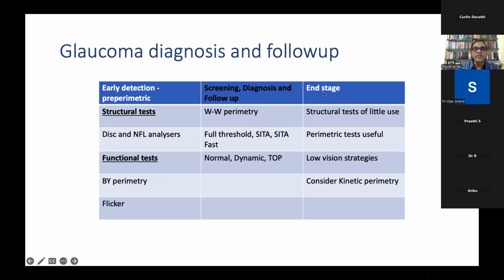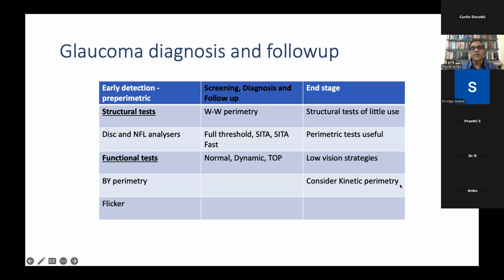In end-stage glaucoma, structural tests like OCT are not of much use because you have already reached the floor effect. Perimetric tests can be useful. You can use low vision strategies in perimetry, like I mentioned, using the size V stimulus and a large diamond for fixation and so on. So structural tests are not of much use in end-stage advanced glaucomas. Use perimetry. Consider kinetic perimetry if you have an Octopus perimeter with the kinetic perimetry option, which is quite useful for end-stage advanced glaucomas.